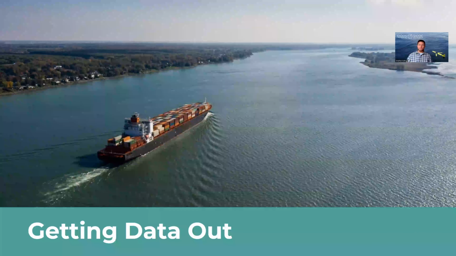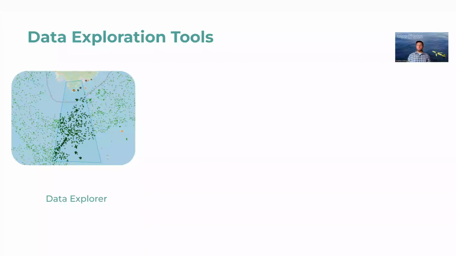To get data out of CIOOS, you're going to use one of 3 exploration tools. The first is the Data Explorer. This is a new tool since you last heard from us, and it's one that we're really quite proud of. You can search by time, space, date, variable, or the data set, or the organization, or the platform even, so that you can find just the data that you need. Once you have found the data, you can download those data directly to your inbox with a CSV file.